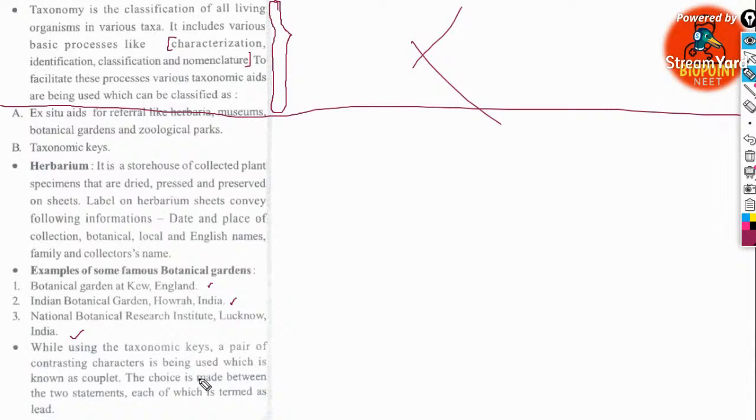Okay, so moving on to the topics, we are moving on to the museum. What is this museum? Museum is a collection of preserved plant and animal specimens for study or reference. They also have a collection of skeletons of animals. They provide information about the local flora, fauna, etc., but also of other areas too. Plant specimens and animal specimens are preserved as dry specimens in a museum.